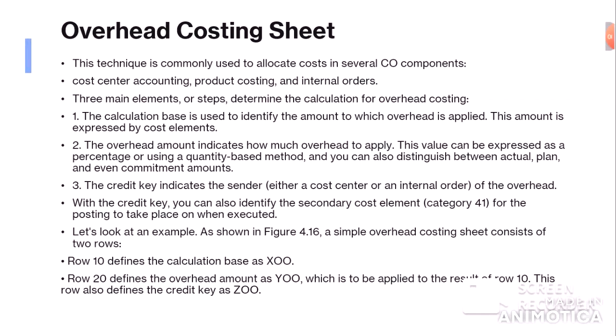So now let us see the overhead costing sheet. This technique is commonly used to allocate costs in several CO components: cost center accounting, product costing and internal orders. Three main elements or steps determine the calculation of overhead costing. The calculation base is used to identify the amount to which overhead is applied. This amount is expressed by cost elements.